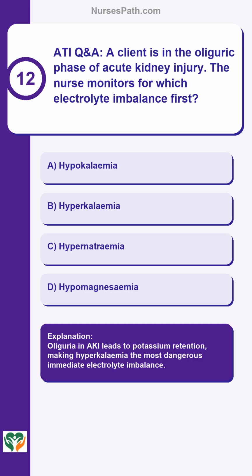Oliguria in AKI leads to potassium retention, making hyperkalemia the most dangerous immediate electrolyte imbalance.